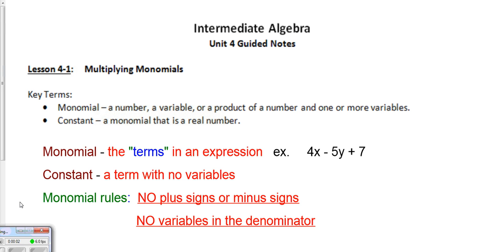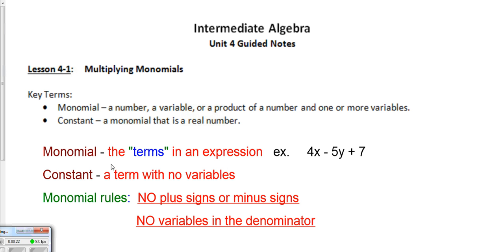Our fourth unit is all on polynomials. So to begin our study of polynomials, we will look at monomials, because monomials are kind of our basic polynomials. So first we need some key terms or some words to look at. A monomial is a number, a variable, or a product of a number and one or more variables.